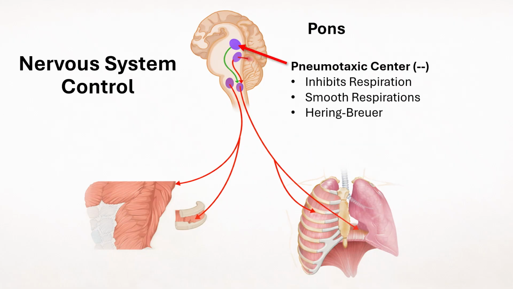And then the pneumotaxic. If we break that term down, pneumo is going to be lungs, and taxic is kind of balance. Ataxia is imbalanced. So here, pneumotaxic is a balanced respiration.